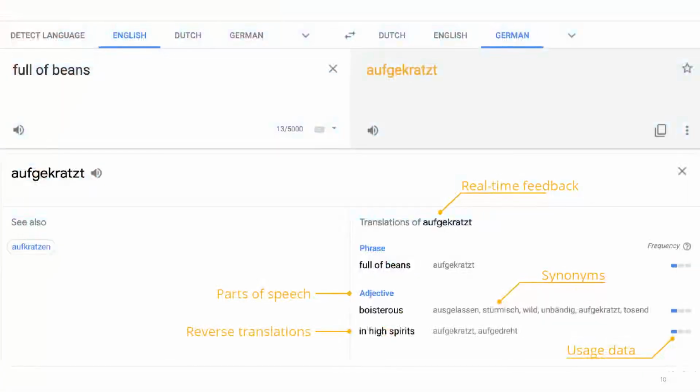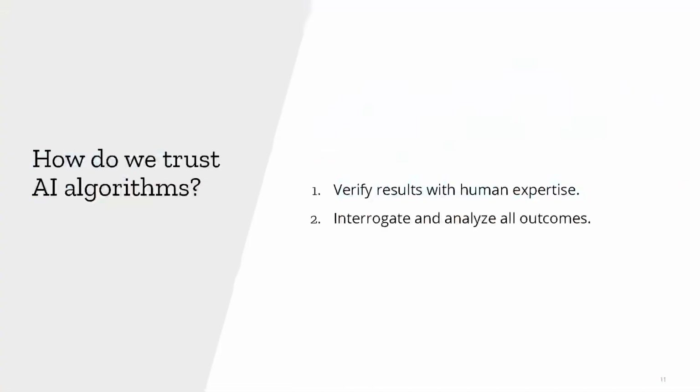So even though Google Translate only gives you one translation, the tool is also interactive, and we provide different synonyms. So the users can click on different potential translations and explore for themselves which one they might actually want to use, instead of just accepting the first result that Google Translate gives back to the users. So my first 2 takeaways from my talk today are, when we deal with AI algorithms, 1, we should verify the results with human expertise, and hopefully using a language that we humans can understand. And 2, we should interrogate and analyze all possible outcomes that the AI can generate, and not just accept the first thing that the AI feeds to us.